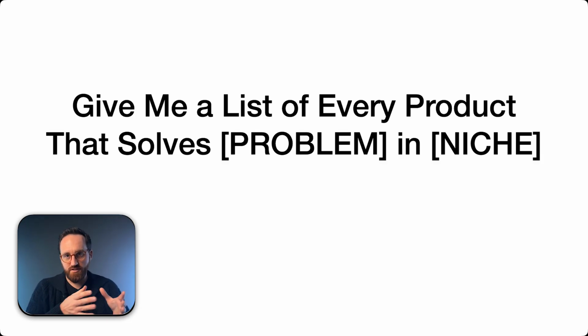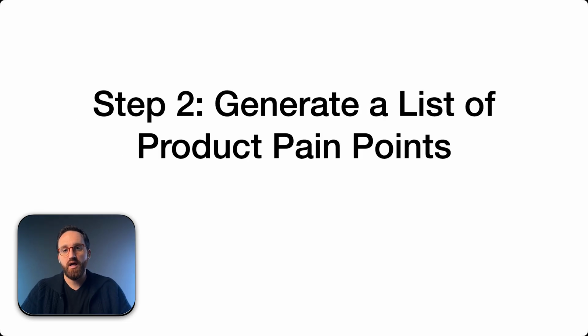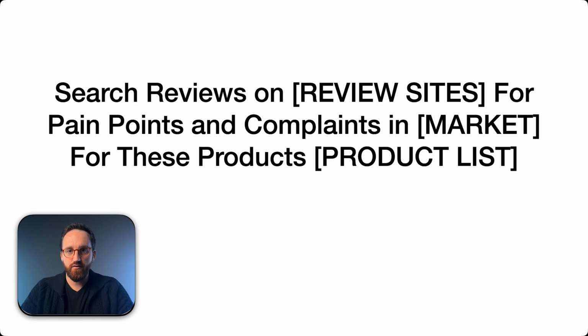Now, once you've identified the specific programs in your niche that solve that problem, we're going to move on to step 2, and we're going to have AI generate a list of complaints and pain points that all of those products have. Now, the prompt that I use to find this is, search reviews on review sites for pain points and complaints in market for these products, and you put your product list here.